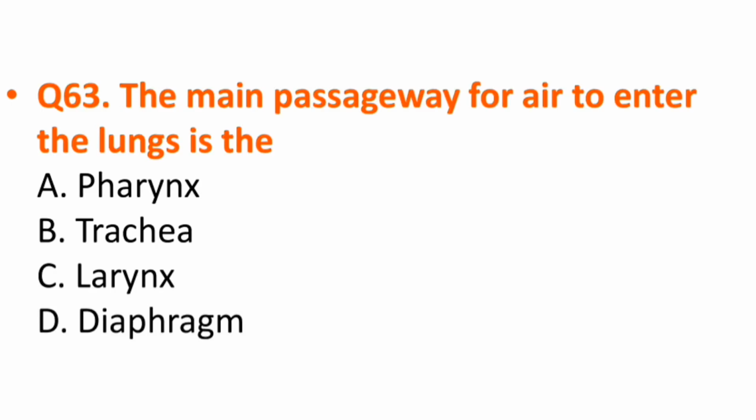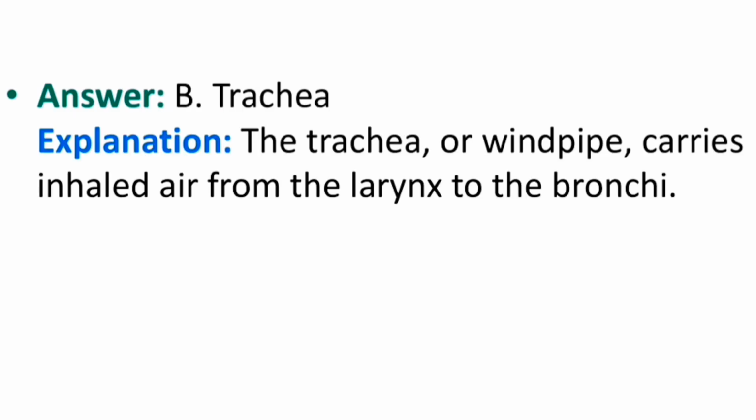The main passageway for air to enter the lungs is the: option A, pharynx, option B, trachea, option C, larynx, option D, diaphragm. The correct answer is option B, trachea. The trachea, or windpipe, carries inhaled air from the larynx to the bronchi.